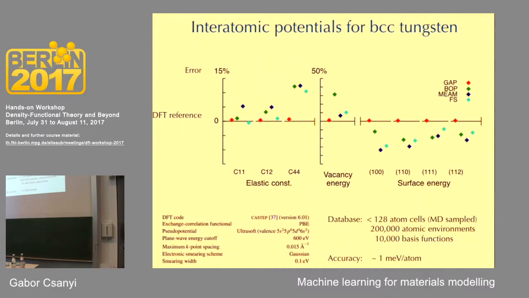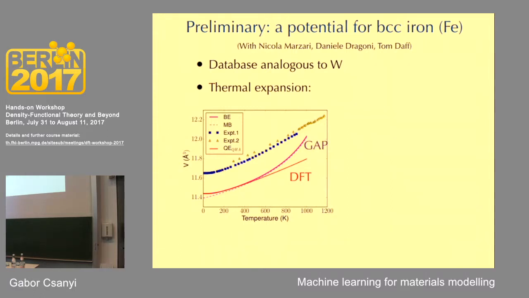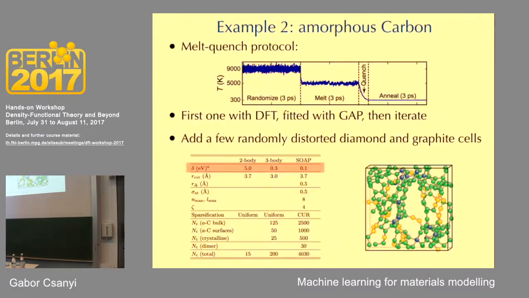I want to show you one more example, and we can do the same for iron. Let me skip that. I want to show you the carbon example. So in the tungsten case, we went for cold tungsten, defects, high accuracy for point defects, surfaces, and so on, and built up the potential from below. If you take that model and run it at 10,000 Kelvin, it's not going to be very good. No liquid configurations were in the database.